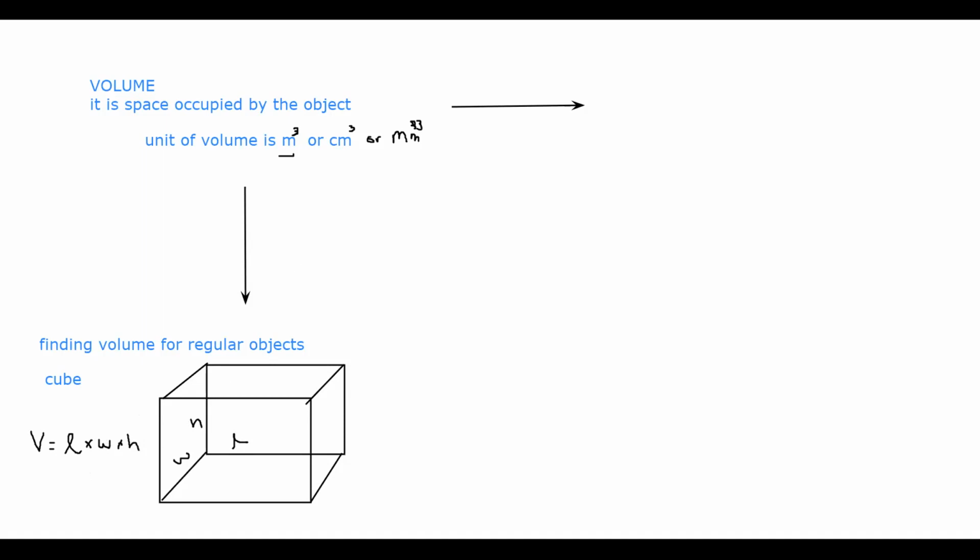Same thing, you may have a sphere. If a regular object is a sphere and you want to find its volume, the formula is 4 by 3 pi r cube. 4 divided by 3 pi, then r cube. And what is r? r is the radius of the object.